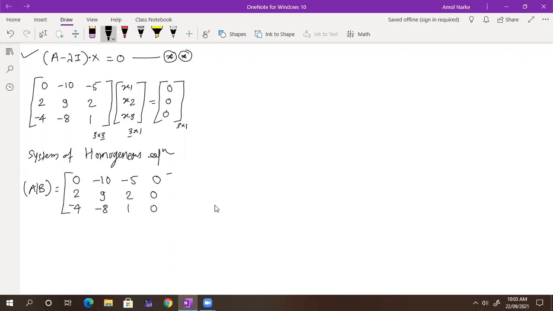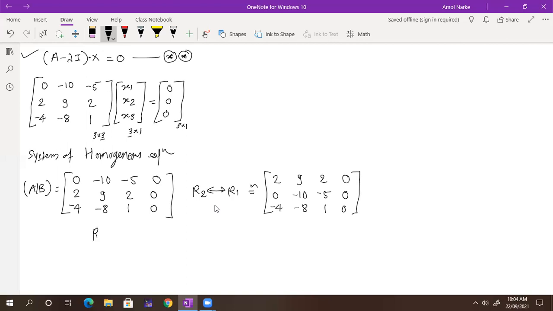So my first element should be non-zero. So I shift my R2 to R1. So I make a change, R2 interchange with R1. So what I will get: 2 9 2 0, and here I am getting 0 minus 10 minus 5 0, and then here minus 4 minus 8 1 0. Now tell me, which operation should I use to make this element 0?